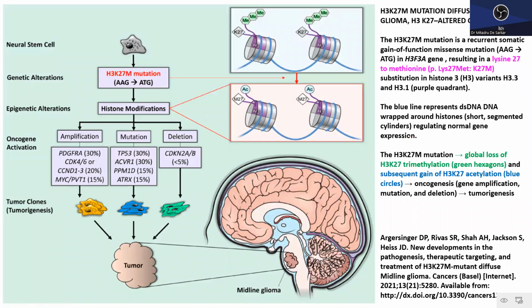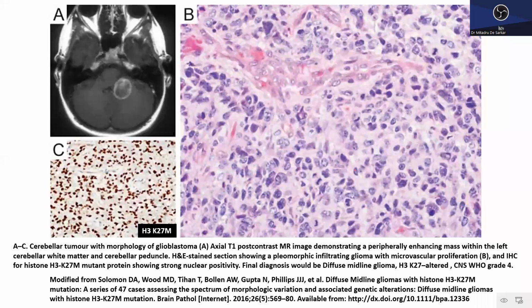So that's what happens with this particular mutation. At the K27 position, the lysine amino acid is replaced by methionine. So this is what is seen in the K27M mutation. As a result, there will be increased expression of the H3K27M mutant protein, and there will be a global reduction of H3K27 trimethylated histone. Because of this, there will be a consequent gain in acetylation. And because of the acetylation, there will be increased oncogenesis because of increased activation of the oncogenes, resulting in the final tumorigenic pathway. Now let's look at this particular case.